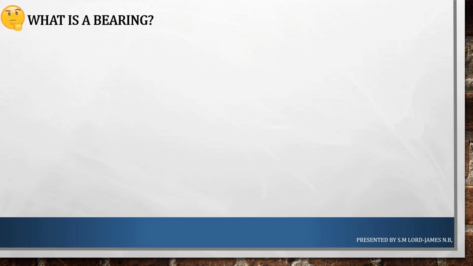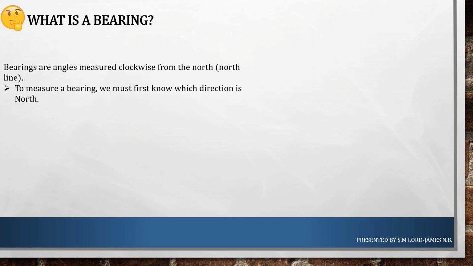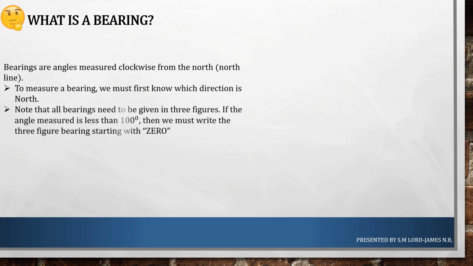So then, what is a bearing? Bearings are simply angles measured clockwise from the north, or the north line. It is a line which we draw from the point from which we are about to measure our bearings. To measure bearings, we must first know which direction is the north. Once the north direction is known, it's easy for us to get our bearings by measuring the angle clockwise. We have to note that all bearings need to be given in three figures.